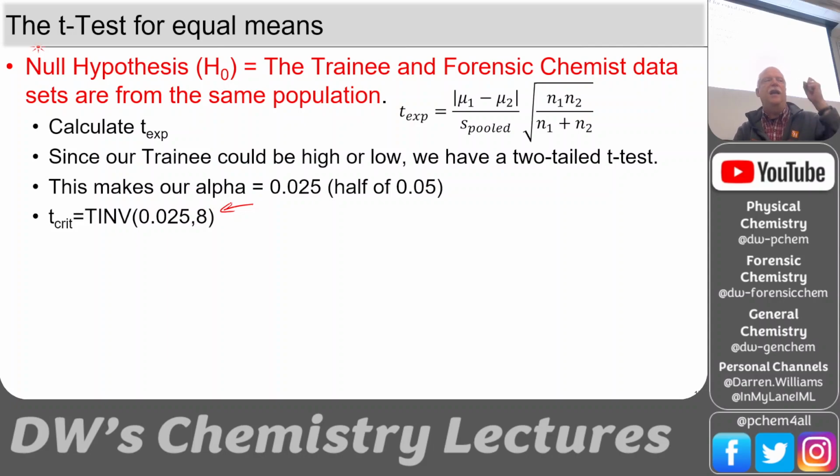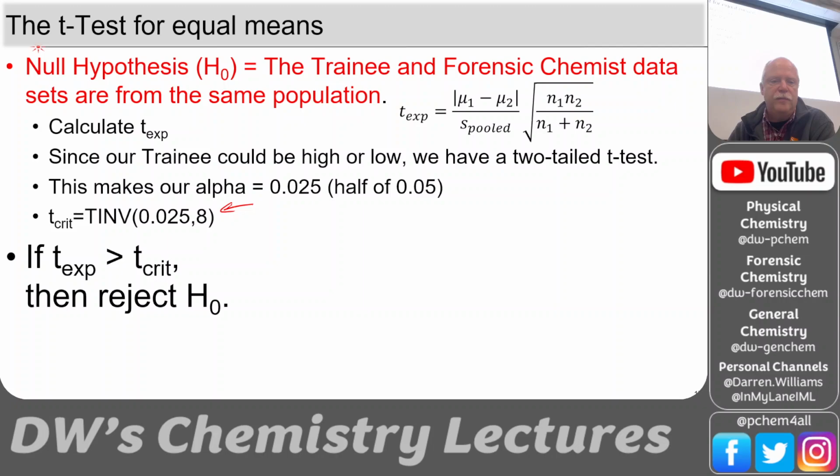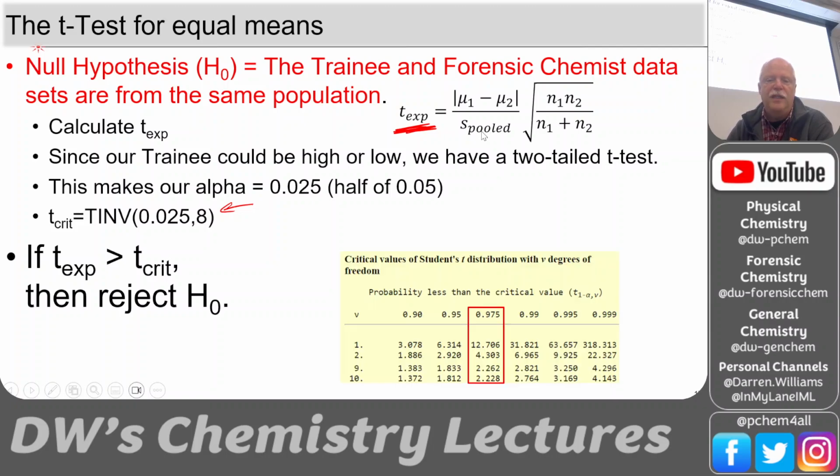So our trainee had 9 data points. That was 10 minus the outlier. And so then 9 minus 1 is 8. So we put the degrees of freedom in this equation and the 0.025. So we have 0.025 on either side of that Gaussian distribution. So that's how we get T critical. Okay, and if our T experimental, which is calculated up here, is greater than T critical, then we reject the null hypothesis.